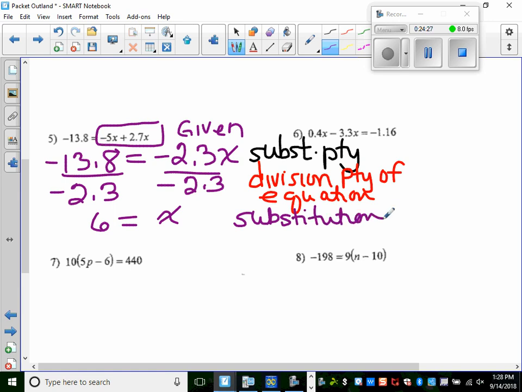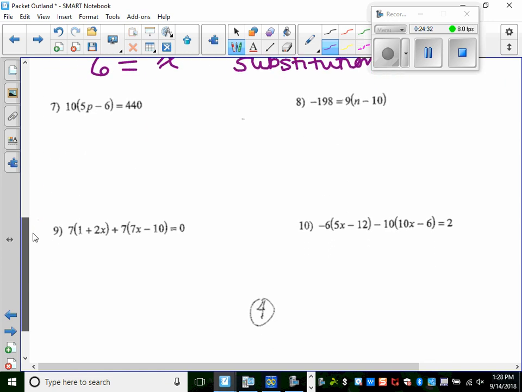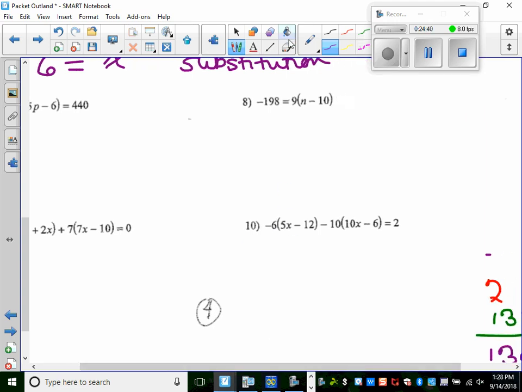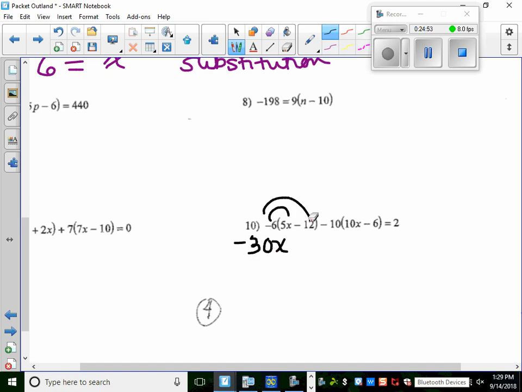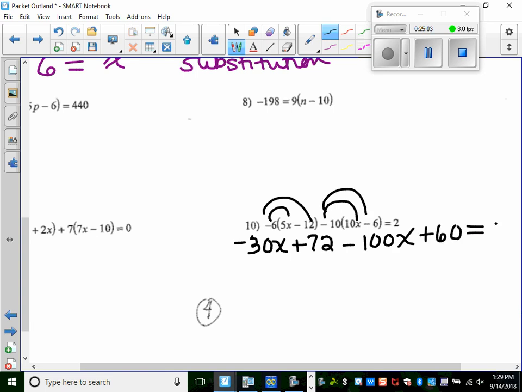All right, so I think you guys got the idea. So I'll do another one. Let's do one where you have to distribute twice. I'm going to do number 10. Okay, so in number 10, there are 2 sets of parentheses, so we have to distribute 2 times. All right, so let's do that. We're going to start off with -30x plus what? Plus 72 minus what? 100x plus 60. Very good.